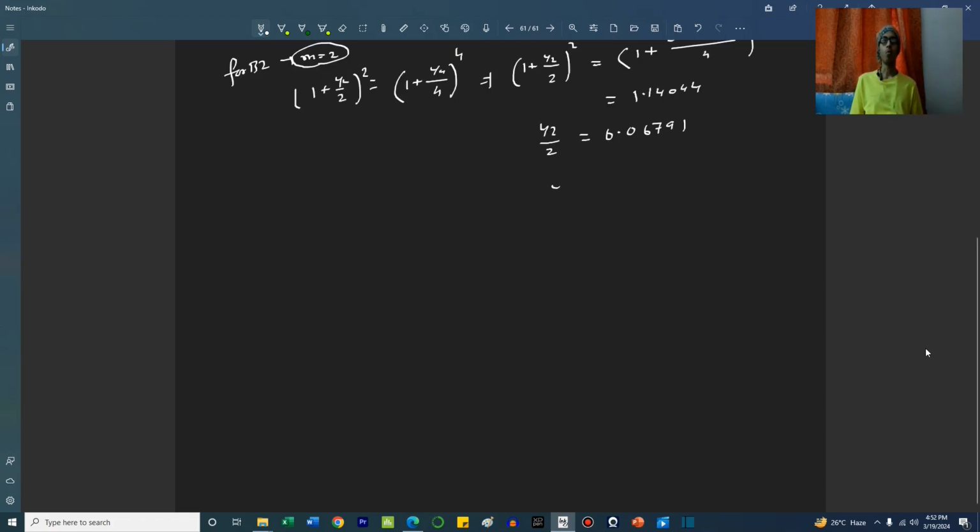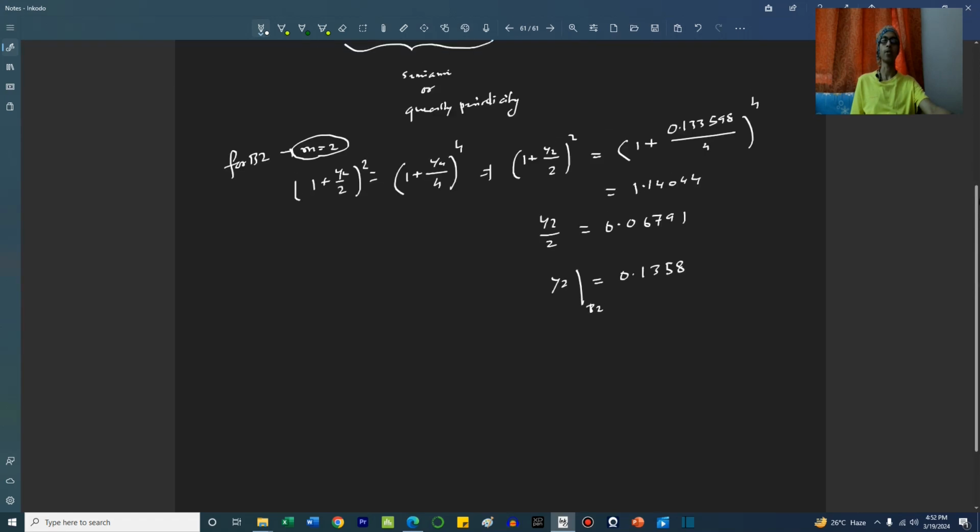Therefore, y2, this is for B2, comes to be 0.06791 into 2. This is equal to 0.1358. Okay. So, this is the y2 for B2, bond B2.